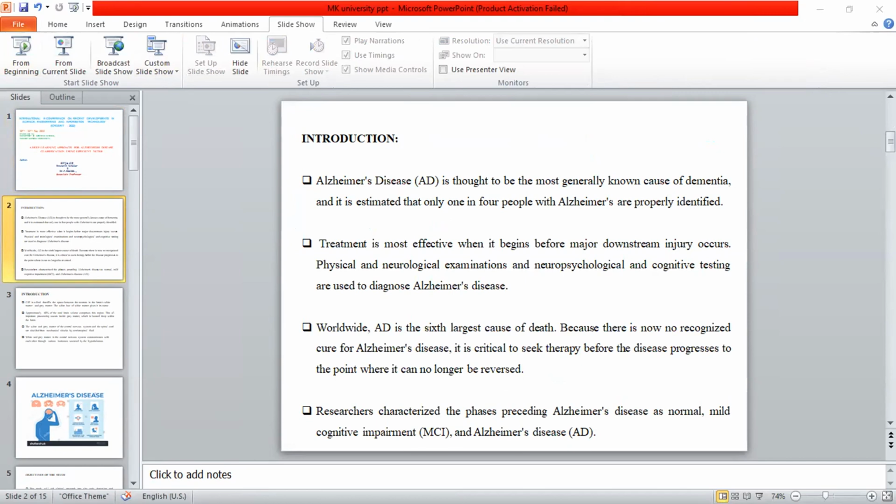In 2020, 5.8 million Americans were living with Alzheimer's disease, and this number is projected to nearly triple to 14 million people by 2060. Alzheimer's disease is thought to be the most general cause of dementia, and it is estimated that only 1 in 4 people with Alzheimer's can be properly identified. The treatment is most effective when it begins before major injury occurs.